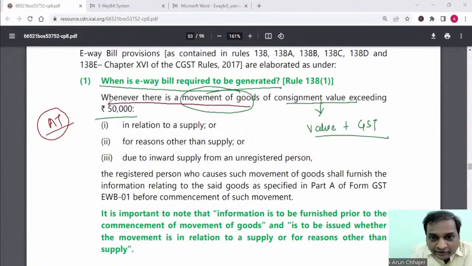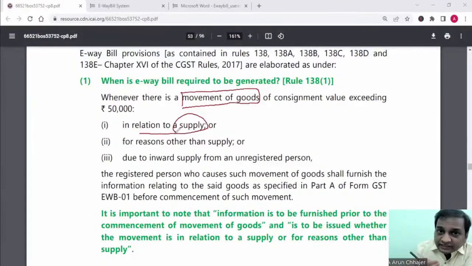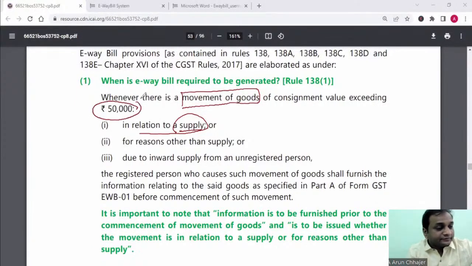Whenever there is a movement of the goods, point number 1, the e-way bill is required for the movement of the goods. Movement can be because of the supply. So I am selling the goods to you and there is a movement of the goods from my location to your location. In that case, it is a supply and you need to generate the e-way bill if the consignment value exceeds 50,000.